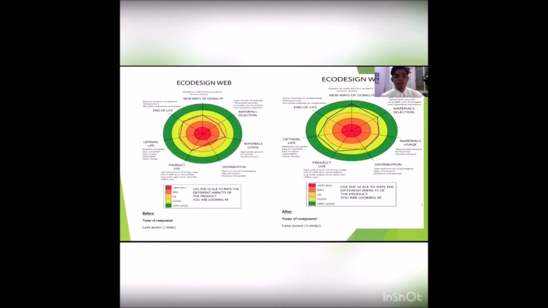Today I'm going to present about the eco web design. On the left side, as you can see, is the old design, while on the right side is the new one that we have already redesigned. So basically, for the material selection, the old design is mostly made of steel, while for the redesigned one, it is mostly made of stainless steel and plastic, which are good in terms of resisting corrosion or rust.